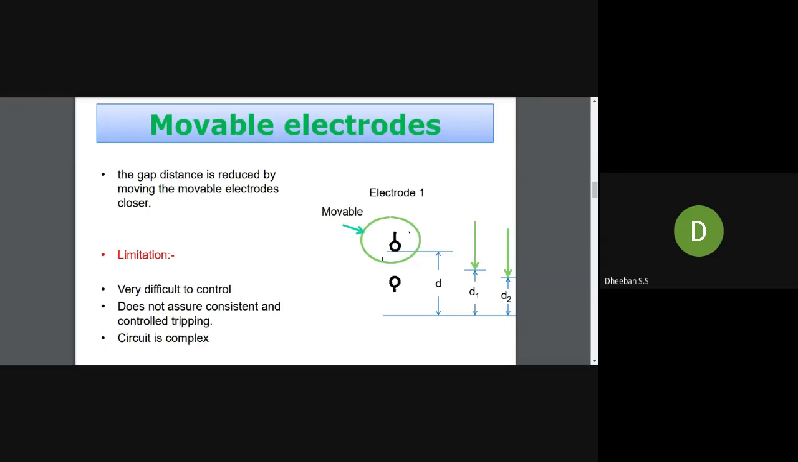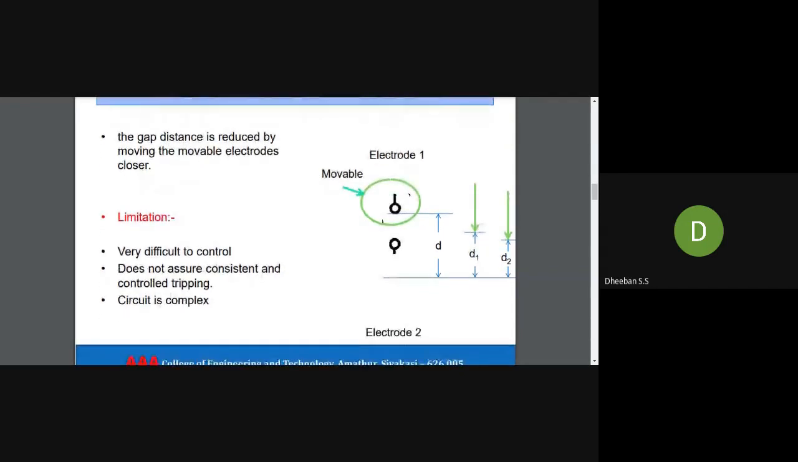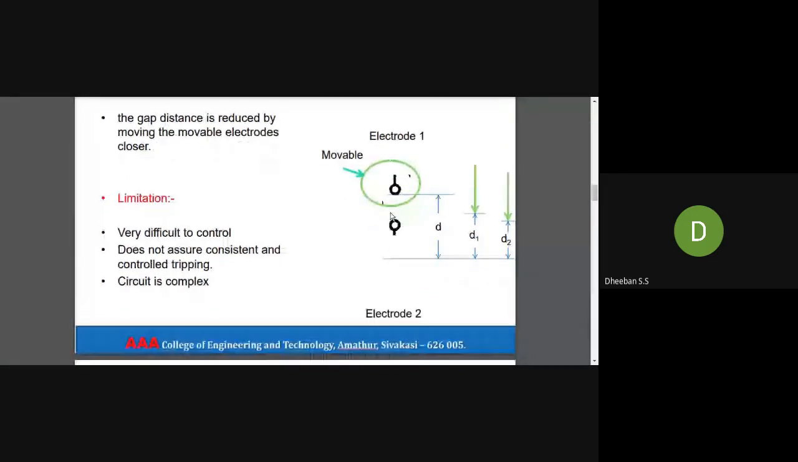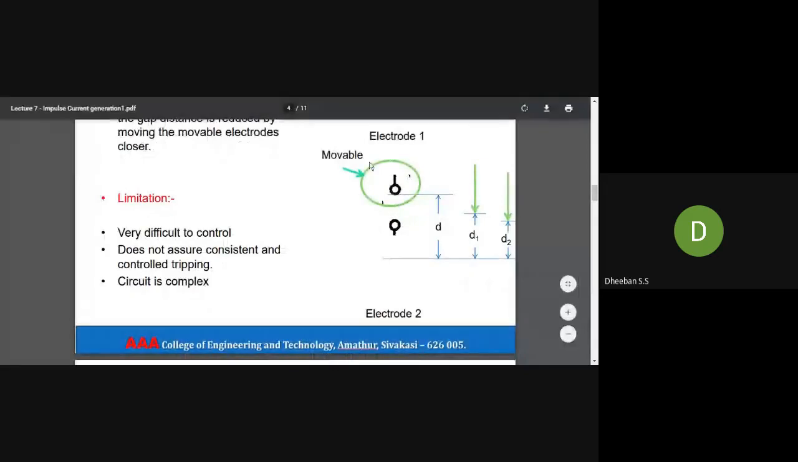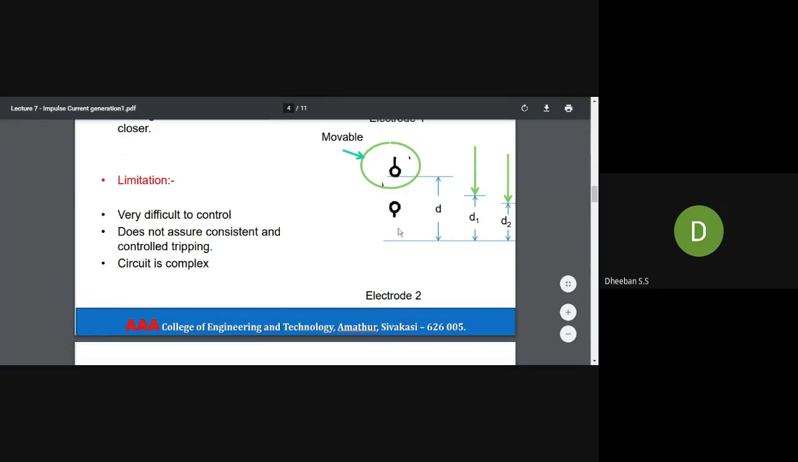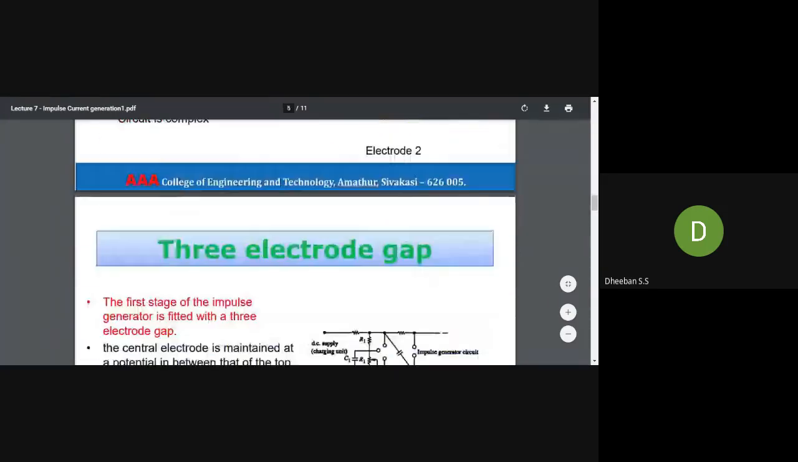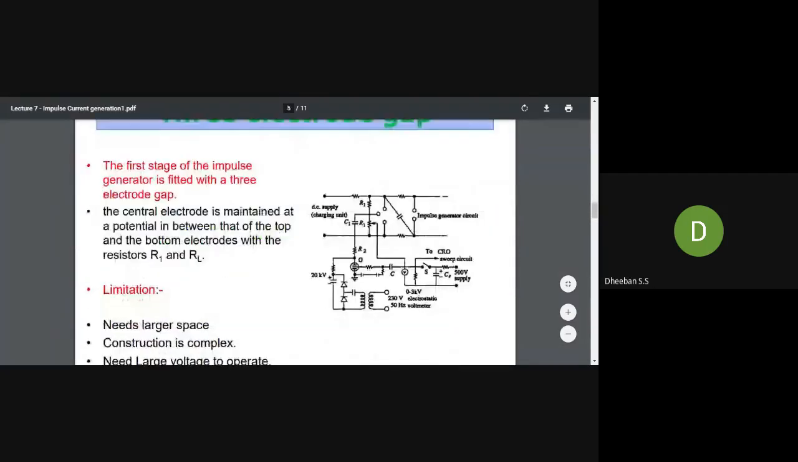current. The limitation here is that it is very difficult to control. Precise control of the movable electrode is not possible. It does not assure a consistent and controlled tripping, so the tripping is very difficult. The circuit is also complex. So, moving on to the next one, the three electrode gap.